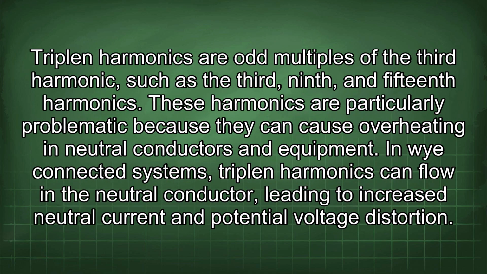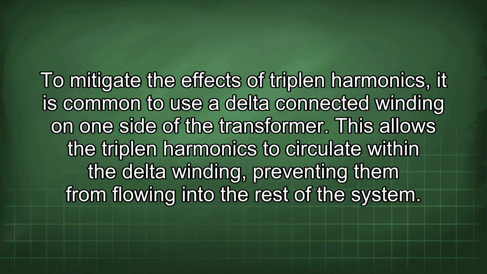Tripling harmonics are odd multiples of the third harmonic, such as the third, ninth, and 15th harmonics. These harmonics are particularly problematic because they can cause overheating in neutral conductors and equipment. In Y-connected systems, tripling harmonics can flow in the neutral conductor, leading to increased neutral current and potential voltage distortion. To mitigate the effects of tripling harmonics, it is common to use a delta-connected winding on one side of the transformer. This allows the tripling harmonics to circulate within the delta winding, preventing them from flowing into the rest of the system.